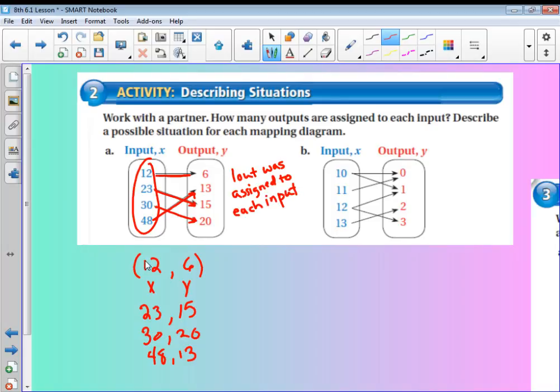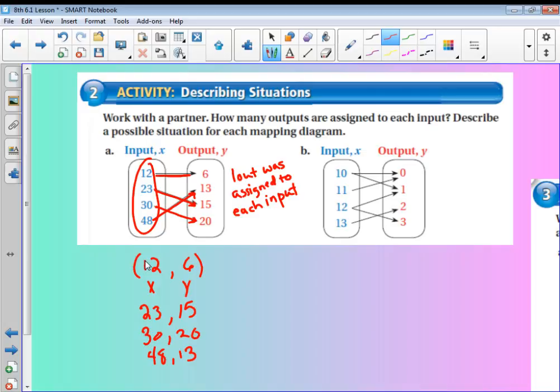So it says, give a situation for each mapping diagram. Now this is where it's going to vary. We don't have to give a specific situation, but where's a situation where we would just have one output with each input? Well, it might be maybe like if you think in terms of basketball, each person could only have the one basketball number. Like I can't have two 24s out on the basketball court. So that would be a situation where we would only have one for every scenario.